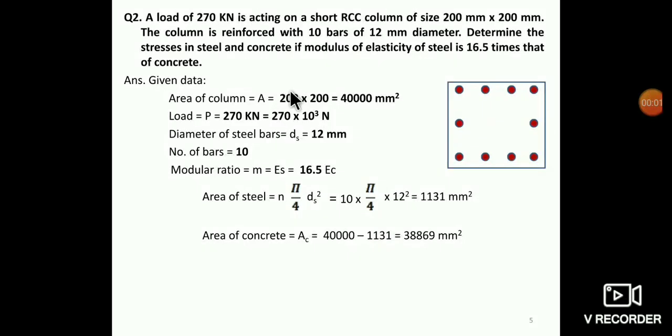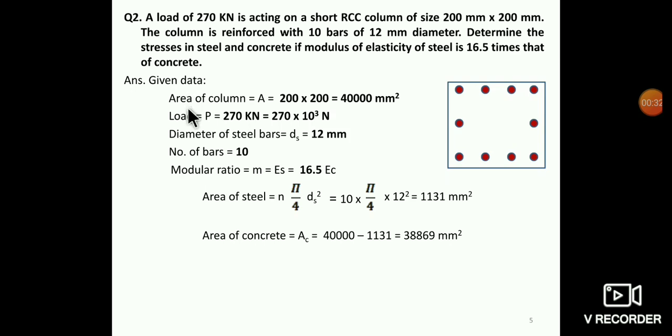So we start with the second sum. A load of 270 kilonewton is acting on a short RCC column of size 200 mm into 200 mm. The column is reinforced with 10 bars of 12 mm diameter. Determine the stresses in steel and concrete if the modulus of elasticity of steel is 16.5 times that of concrete. So draw a reference figure, a square column, total number of bars are 10. So first 4 bars in corner, 2 bars in the middle and remaining 2 bars at the center.